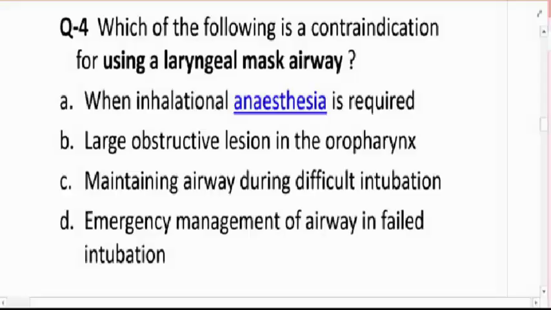Now, question number 4. Which of the following is a contraindication for using a laryngeal mask airway? When inhalational anesthesia is required, large obstructive lesion in the oropharynx, maintaining airway during difficult intubation, emergency management of airway in failed intubation.